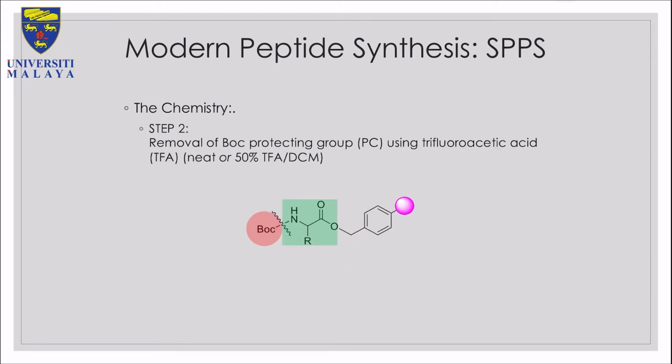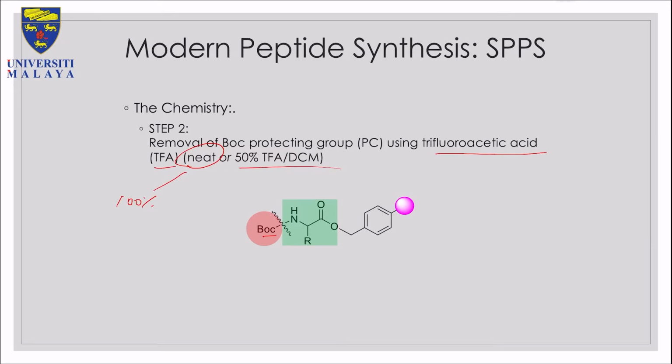The second step: once you have the amino acid coupled, of course you want to add additional amino acids. So what you do is remove the BOC protecting group using a strong acid, trifluoroacetic acid. As I previously mentioned, the BOC protecting group is acid labile. So you use TFA, either neat, or 100%, or you can dilute it to 50% TFA in DCM. So why do you need to dilute it?